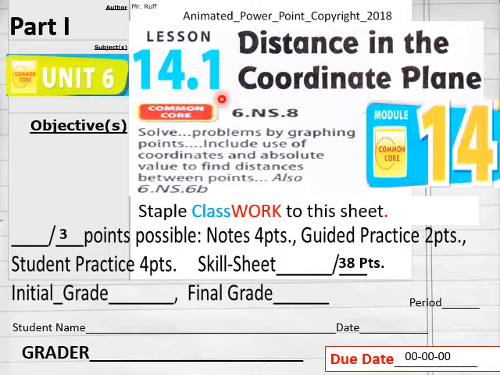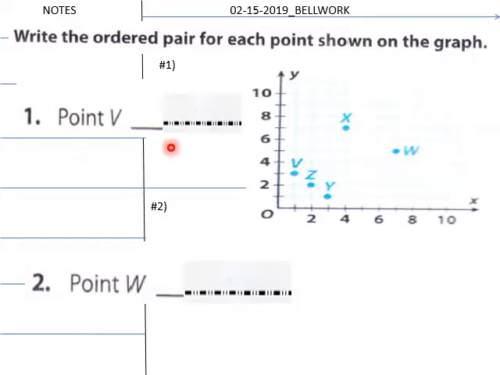14.1 is distance in the coordinate plane, part 1. Here is the standard. There's 38 points of classwork, and then 3 points of note-taking. Here is the bell work.